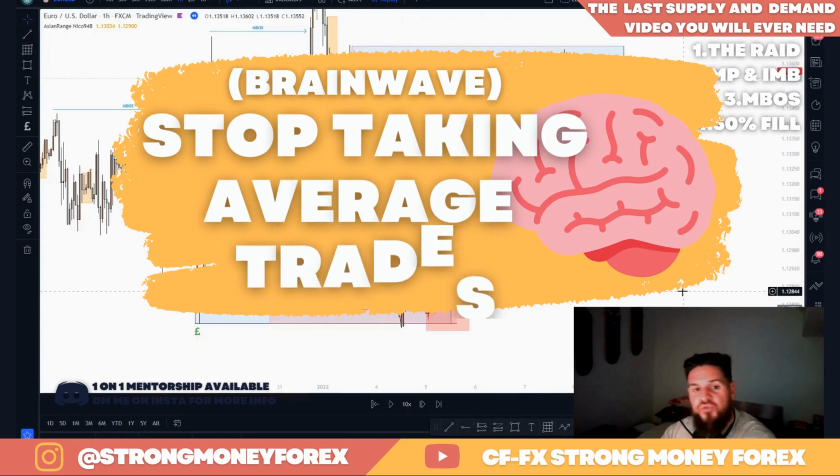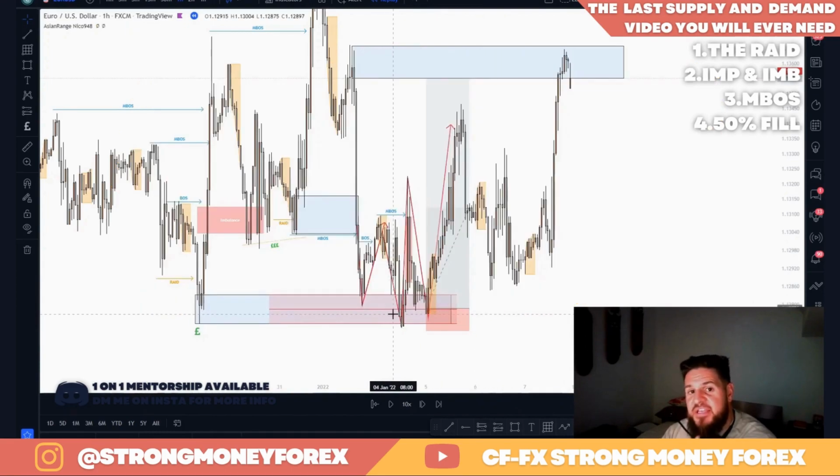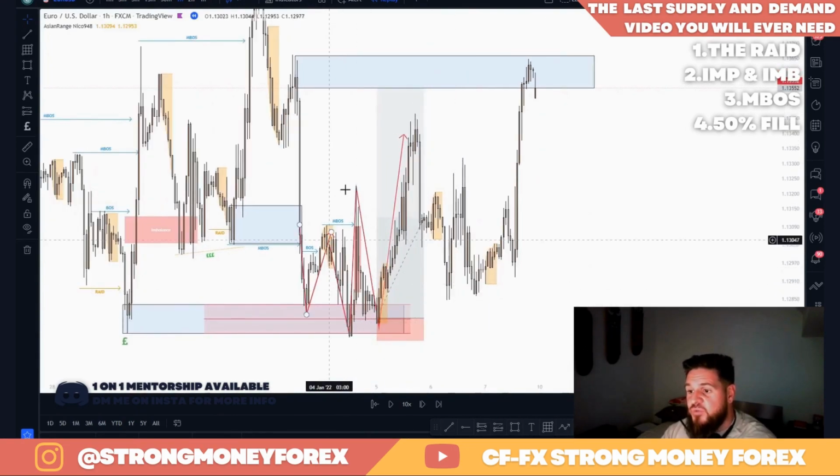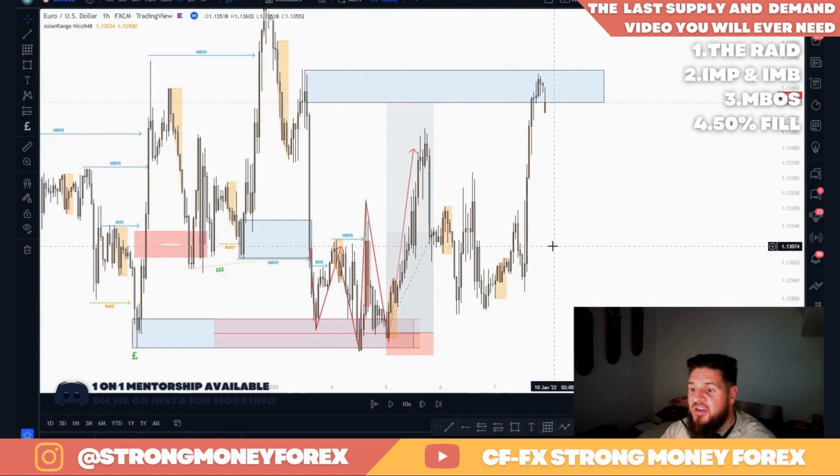Wait until you've got your raid, you've got your impulsive move with imbalance, you've got your break of structure, and make sure it is major, and then wait till 50% of that zone is taken. That's what's going to get you the really big trades. That's what's going to show you afterwards where price is going to go. We got here, it was an easy 10R. It took 5th of Jan to 7th of Jan, a couple of days to get 10R at the marketplace.